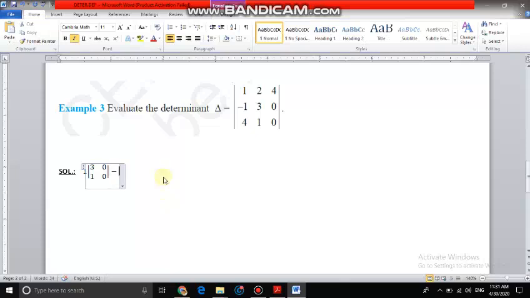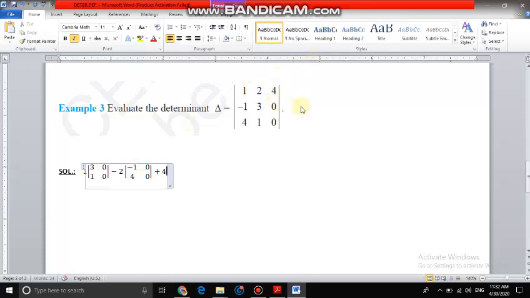Minus, the second element A12 is 2, so 2 into, 2 means first row, second column. If I exclude first row and second column, my left out elements are minus 1, 0, 4, and 0, right? Then the third element will come as positive, and this will be 4.